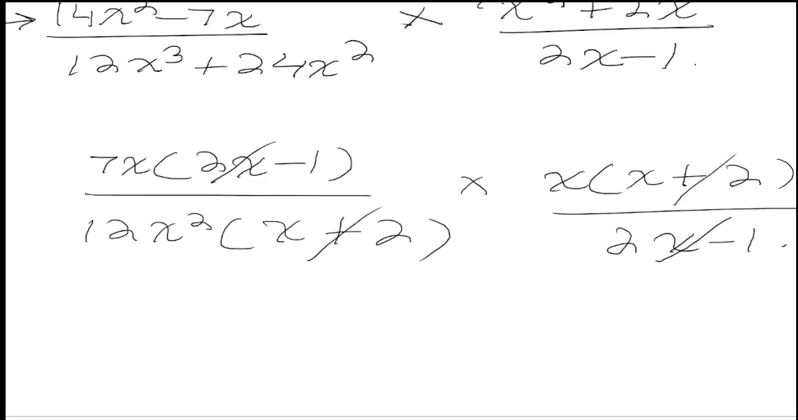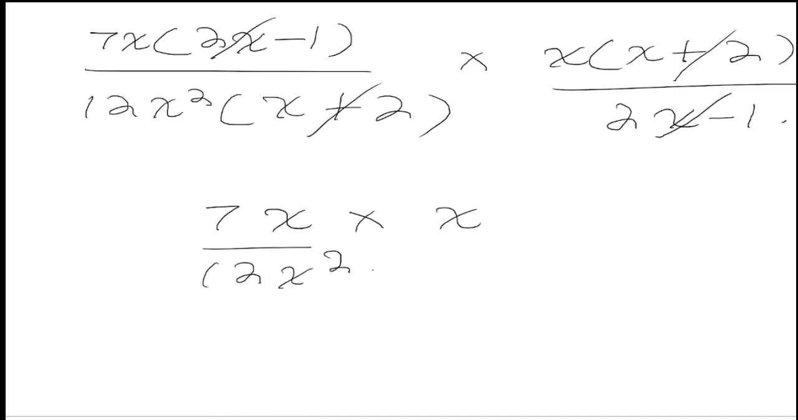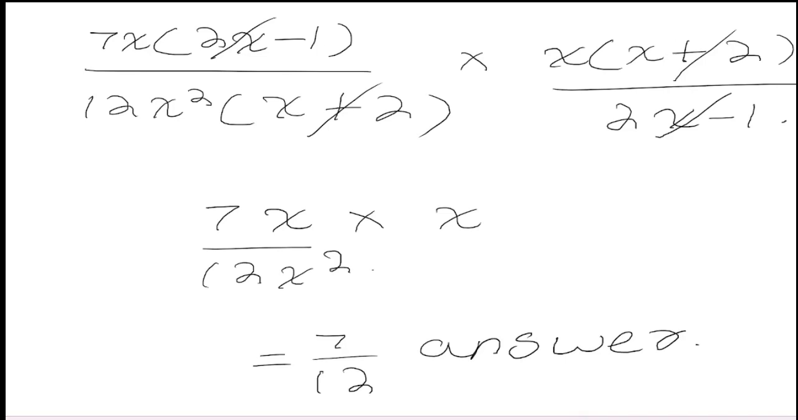So what is my answer? It is 7x multiplied with x, and that is divided by 12x². But this is not our complete answer. x² and x get cancelled with each other. So that results in 7 over 12. So our final answer is 7 over 12. Now let's move on to question number 3.